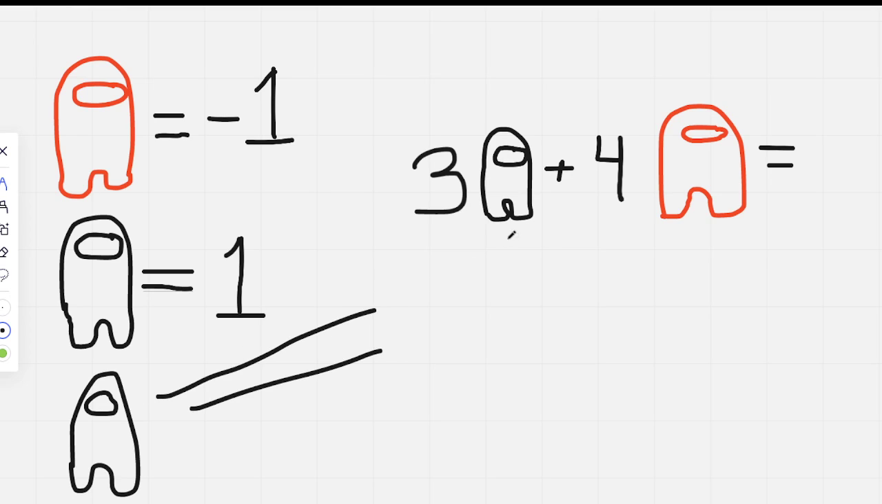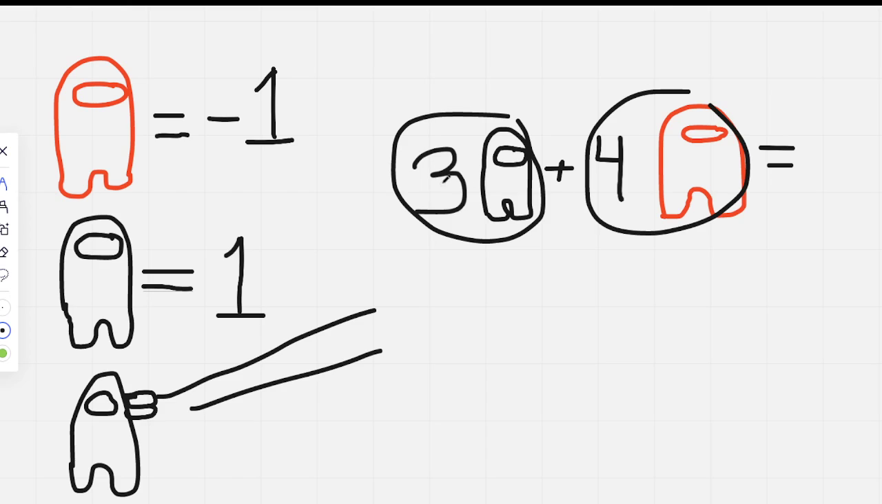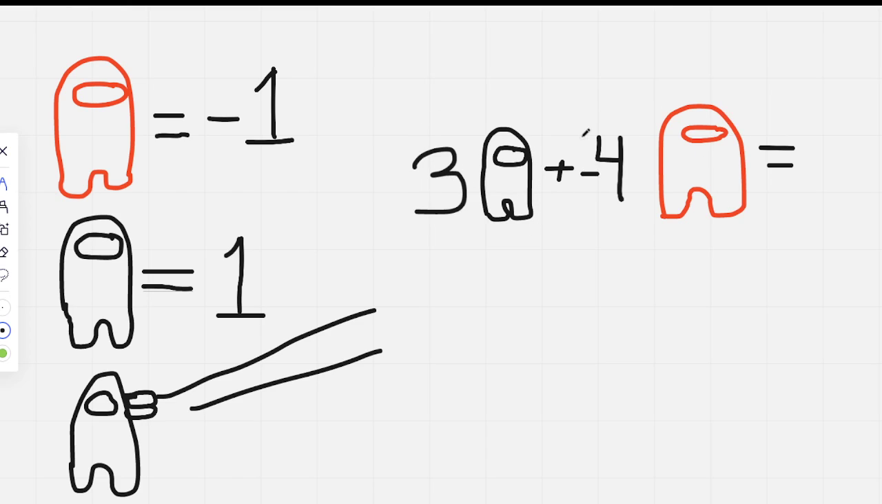So if we put this equation in an Among Us game, we got our little guy watching again through his little binocs. 3 crewmates and 4 imposters in a room. Oh my gosh, sorry, I forgot the negatives on here. If there is 3 crewmates and 4 imposters in the room, only 3 imposters will have to kill, because there's only 3 crewmates, right? So you get rid of the 3 crewmates, and you get rid of 3 imposters.